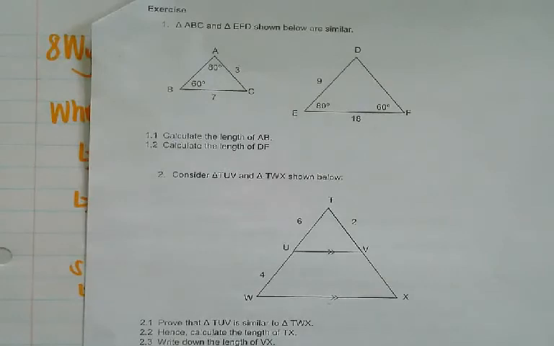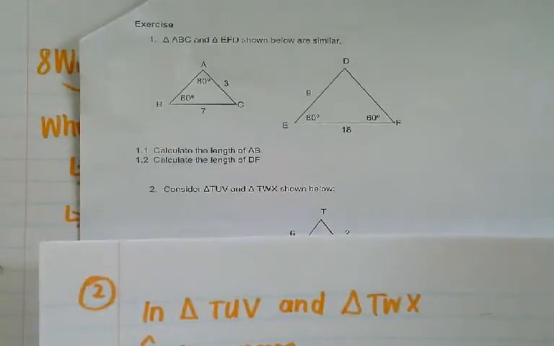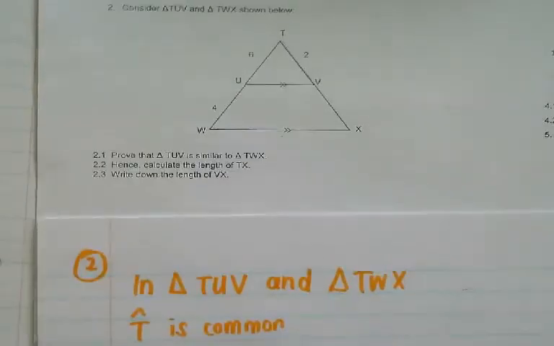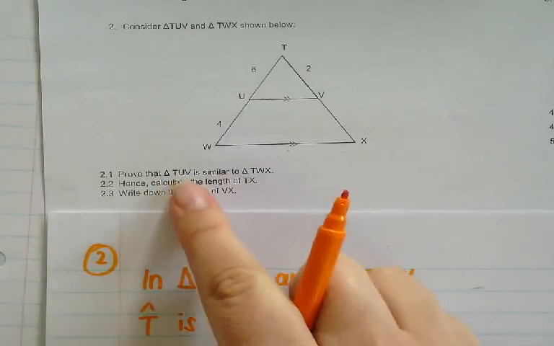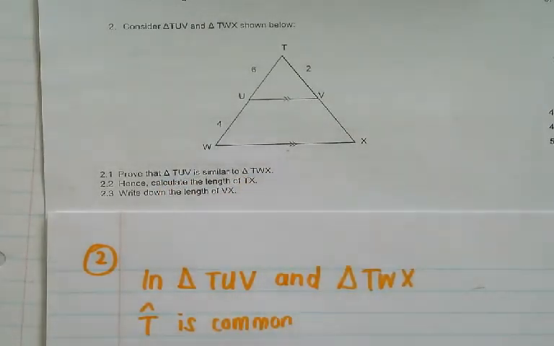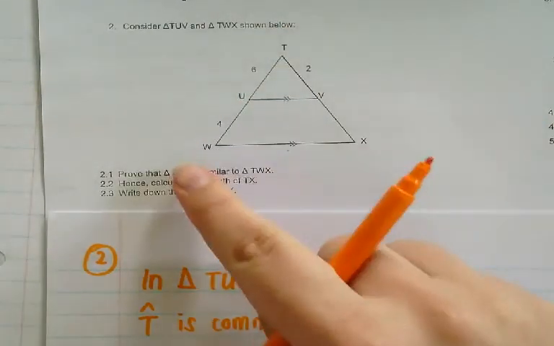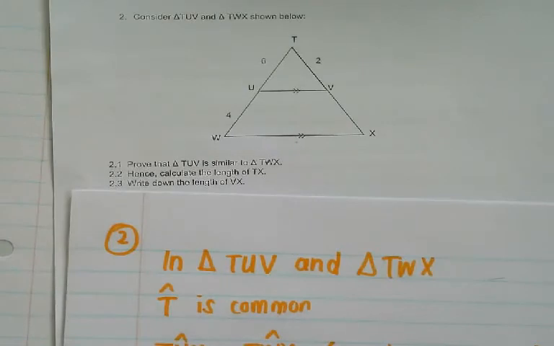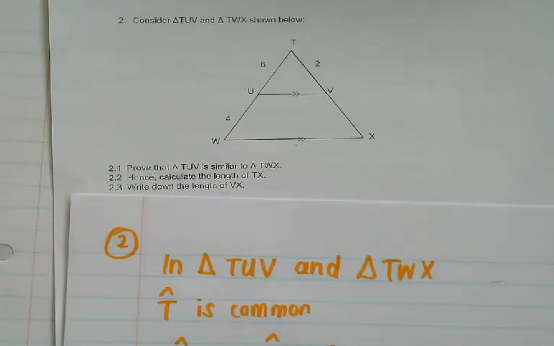Okay, let's see what our similarity proof looks like. So I start as we've been taught, in the two triangles that I'm dealing with, and they gave it to me in the question, TUV, TWX. So in triangle TUV and TWX, T is common. Or you could have said UTV equals WTX, and your reason is common. Okay, so they are the same size.